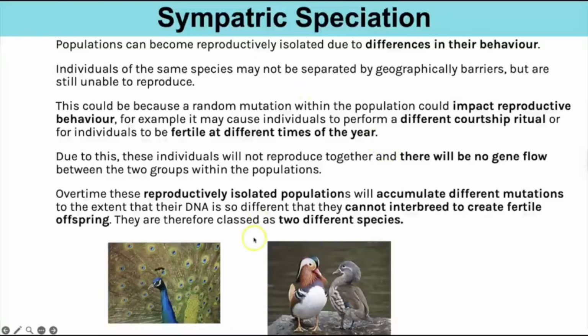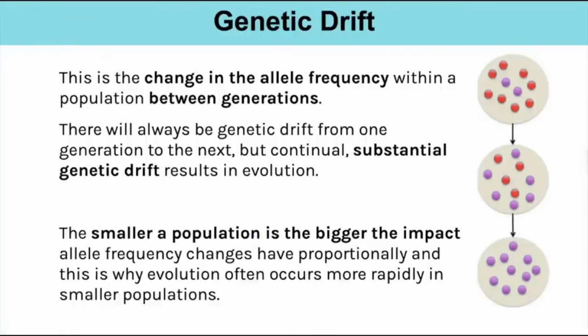And then you get the same marks again. So for genetic drift, this is the change in the allele frequency within a population between generations. And there will always be genetic drift from one generation to the next, but continual, substantial change or genetic drift is when it's classed as evolution.